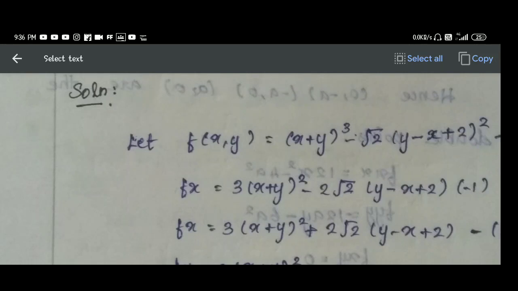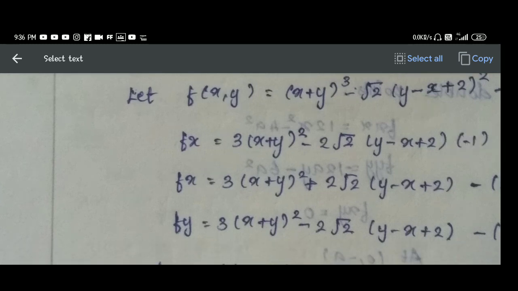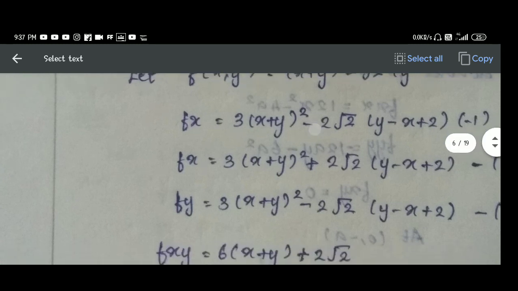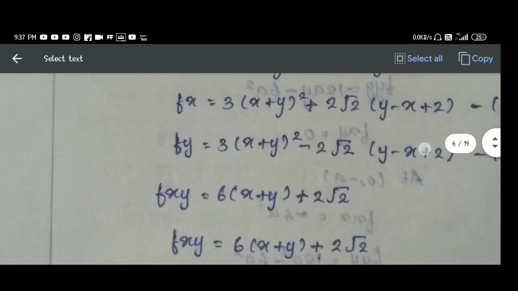Differentiate with respect to x, denoted by fx. The differentiation of x power n is n into x power n minus 1. So the differentiation of (x plus y) the whole cube is 3 into (x plus y) the whole square, minus 2 into root 2 into (y minus x plus 2). What is the differentiation of y minus x plus 2? The differentiation of minus x is minus 1. So fx equal to 3 into (x plus y) the whole square, minus into minus becomes plus, 2 root 2 (y minus x plus 2), equation number 1.